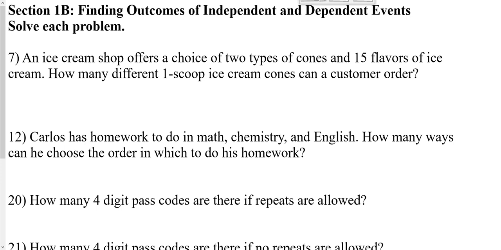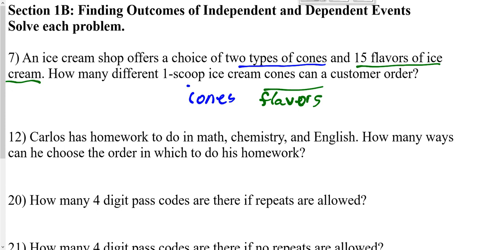So you want to go ahead and decide if these are independent or dependent, and then figure out the options. So here to begin with, we have two types of cones, and we have 15 flavors of ice cream. Now, if you select a certain type of cone, does that affect how many flavors you have? No, it doesn't. So that means these two things are independent of each other.